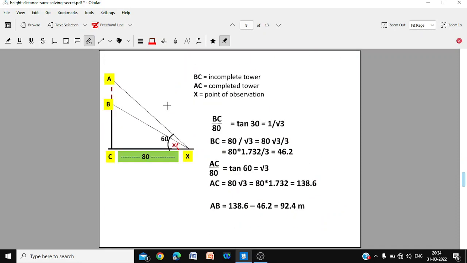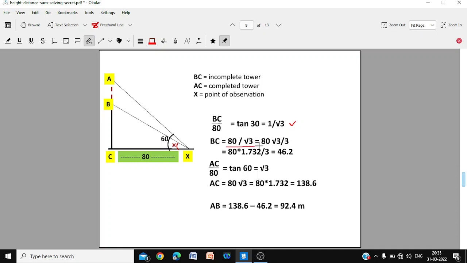So BC is the unfinished or incomplete tower, and AB or AC is rather the completed tower. AB was the extra height built, and X is the point of observation. Join these two. First, we take the smaller triangle, BC by 80. The horizontal distance is 80, equal to tan 30, which is 1 by root 3. So BC equal to 80 by root 3.